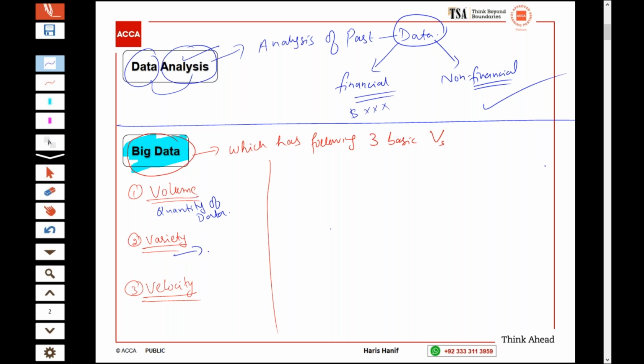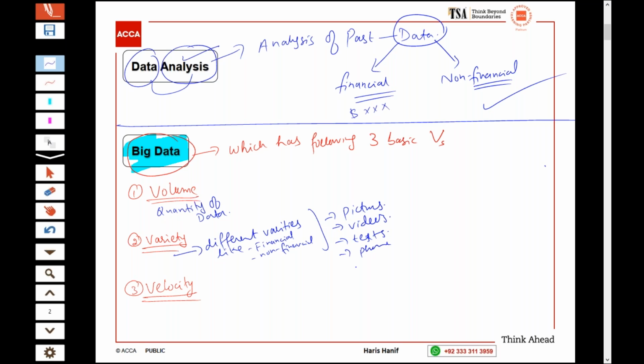Now, what is variety? Variety means you have got different varieties of data. How will we differentiate different varieties? Like financial, like non-financial, like pictures, videos, texts, like your phone numbers, your NIC National Identity Card number, your blood group, your passport number.